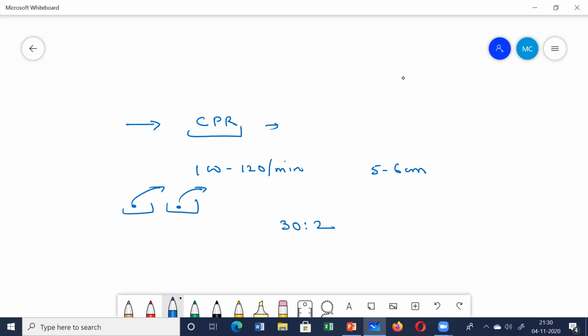And if you can measure the end tidal carbon dioxide, and the end tidal carbon dioxide is less than 10 mm, as measured by waveform capnography, then you have to improve the CPR quality. Okay, next, come to the advanced circulation.